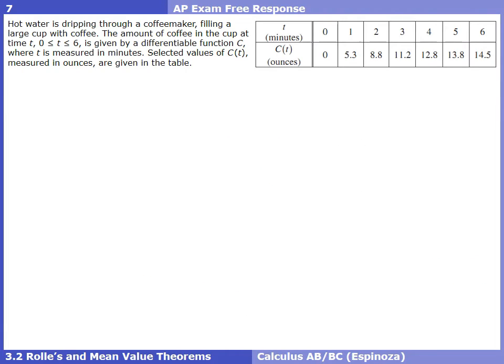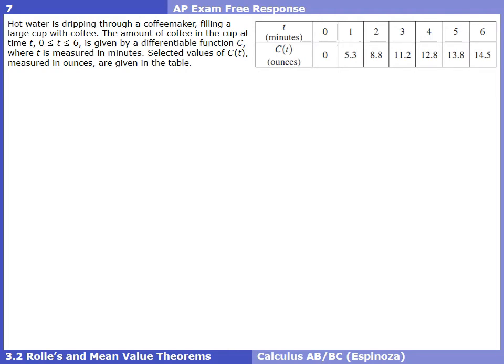Okay, let's take a look at a very important example, as it's an AP free response example, straight from an AP test. So what's happening here? Well, we have hot water dripping through a coffee maker and filling up a large cup. The amount of coffee in the cup at any time from 0 to 6 is given by a differentiable function c, where t is measured in minutes. Selected values of that function c, which is measured in ounces, are given in the table over here.